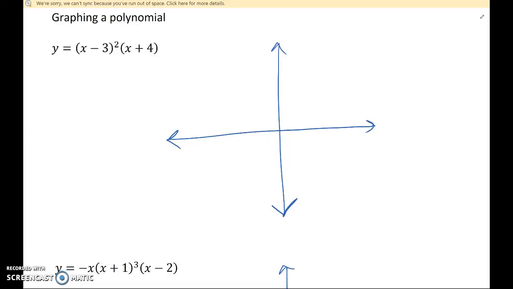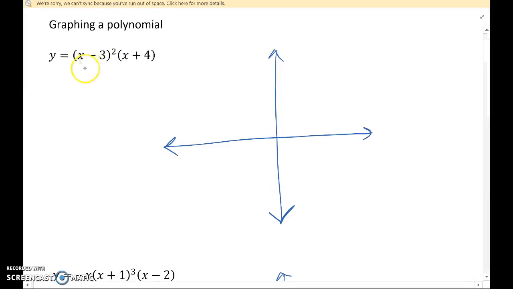All right, so here we're going to graph a polynomial in factored form. So the first thing we want to do is find your x-intercepts. And so if you notice here in our parentheses that when x equals 3, we'll get a 0, and when x equals -4, we also get a 0. So at 3, we have an x-intercept, and at -4, we also have an x-intercept.